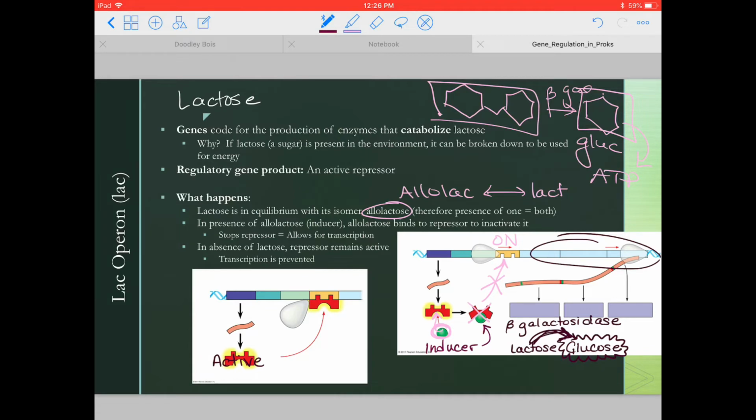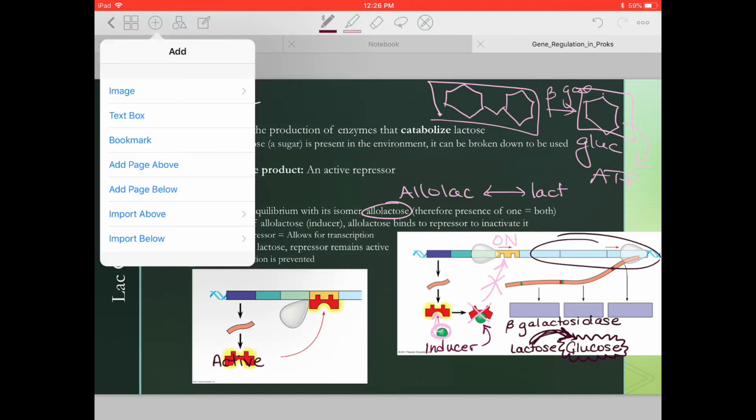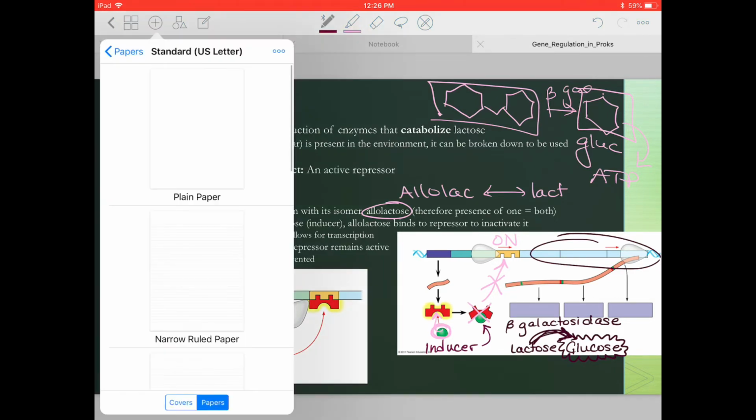Okay, so to kind of summarize this, if you have lactose, then you'll start making the enzymes to break down lactose. If you don't have lactose, it doesn't make sense to make the enzymes because you don't have it anyway. Okay, there's one other little thing we need to include here to really understand what's going on. So add a page below.